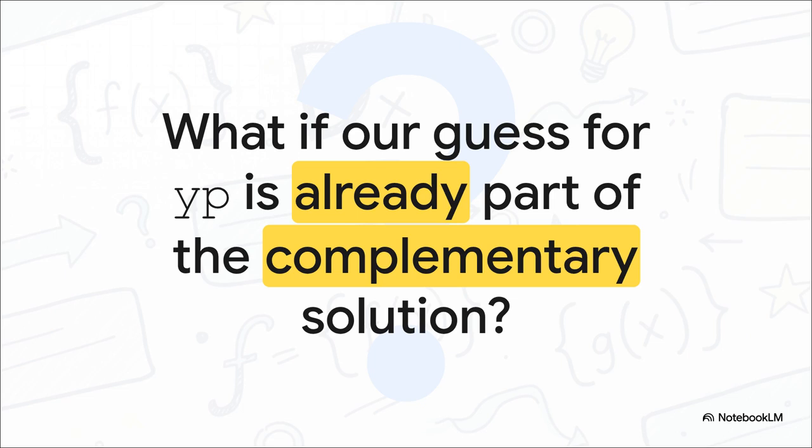What on earth happens when the system's natural behavior, the yc part, already looks exactly like the force we're trying to apply? Our standard guess becomes, well, it becomes redundant. It's already part of the homogeneous solution, so it can't possibly work for the other side.